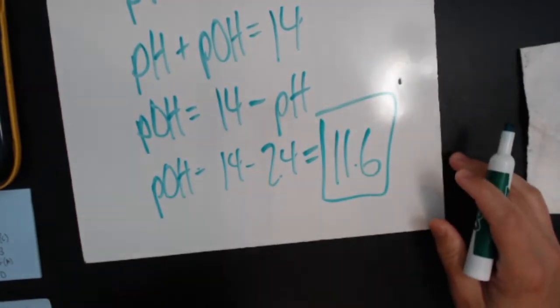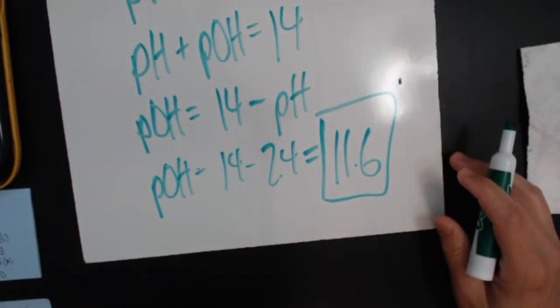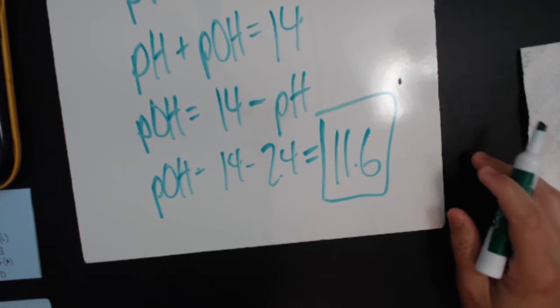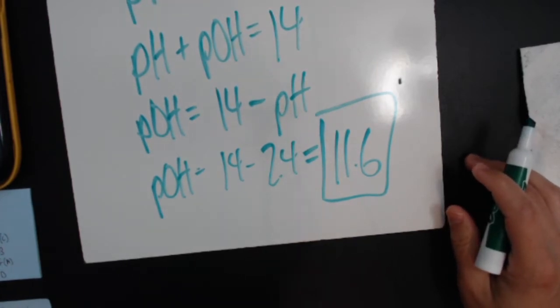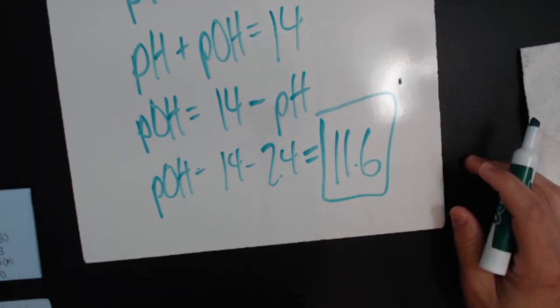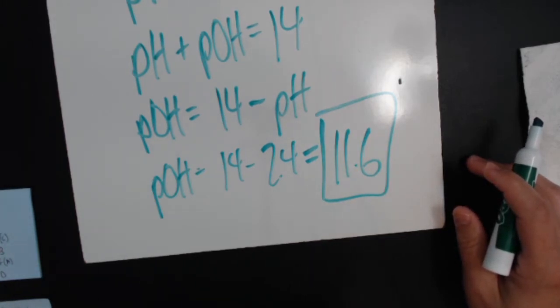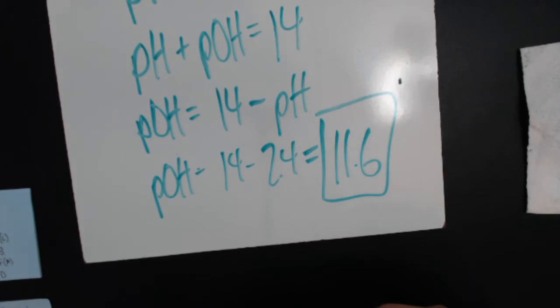pOH is 11.6. There you go. Simple, simple, simple. If you know the pH and you're looking for the pOH, it's very simple. Subtract from 14. Alright, cool. Moving on. Let's look at number 3.